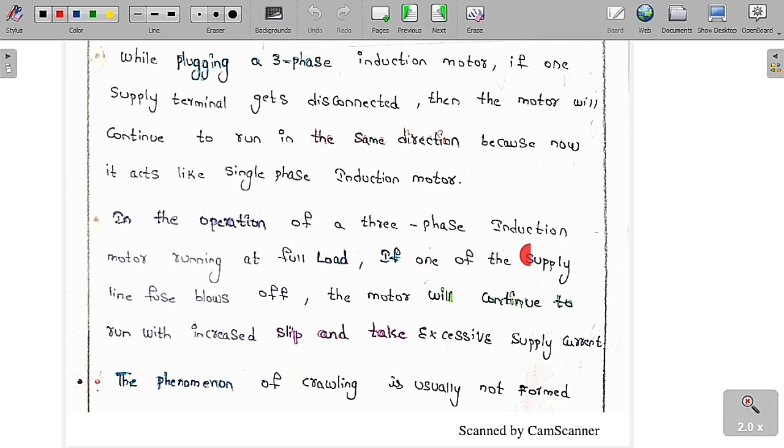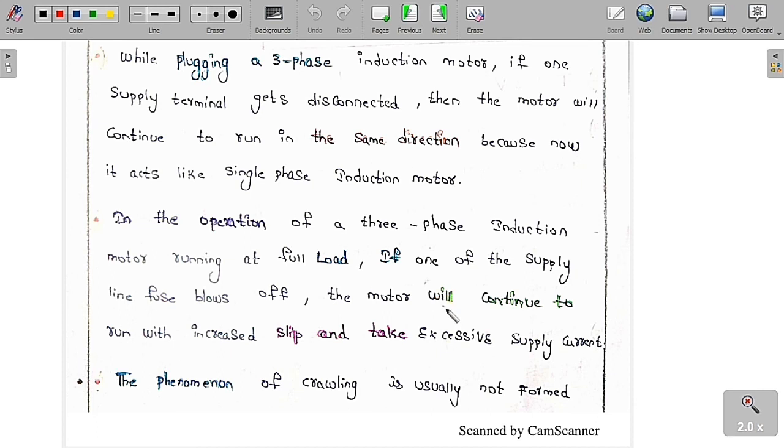In the operation of a three-phase induction motor running at full load, if one of the supply line fuses blows off, the motor will continue to run with the increased slip and take excessive supply current. The motor continues to run with increased slip because the speed is decreased. Whenever the speed is decreased, the slip will increase and it takes excessive supply current because it is a single phase, so it is going to draw a huge amount of current.